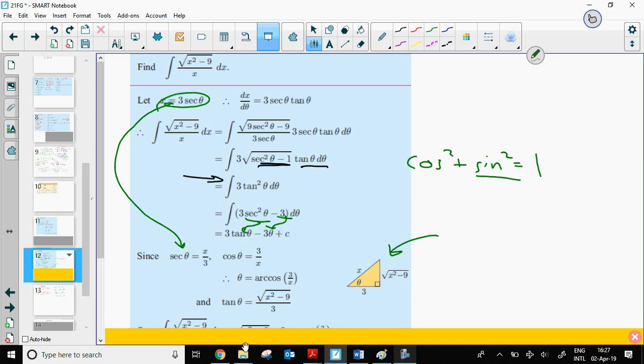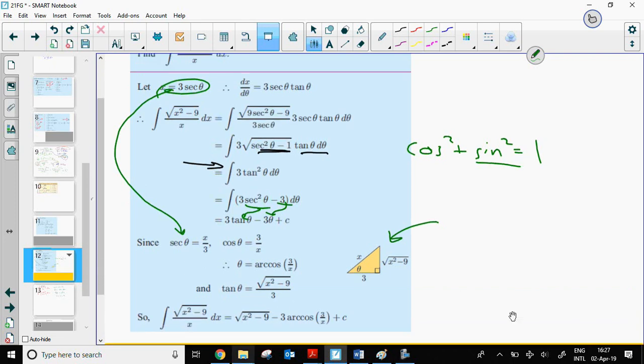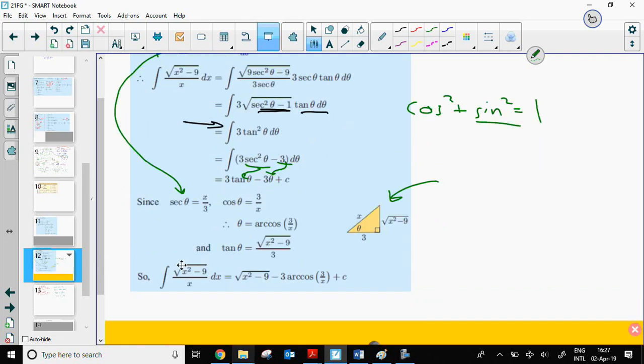substituting all this stuff back in, wow, there's so much going on. This is so exciting. Finally, we get an answer in terms of x's.